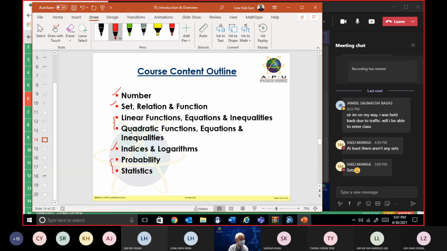Yes, everything is on Moodle. We have a platform, Moodle, where everything you do, you upload there. Then the examiner will mark from Moodle also. We can mark online.